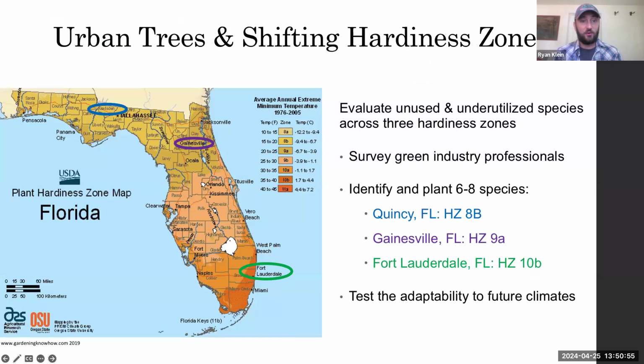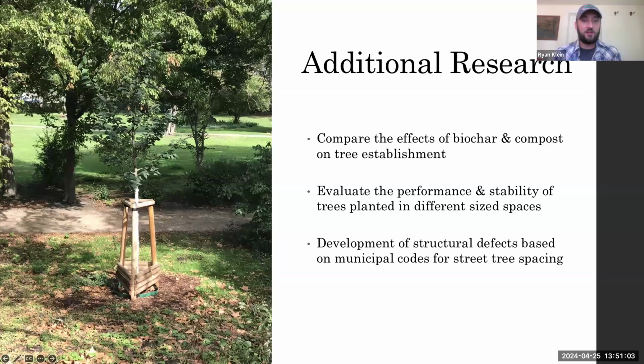We got several climate change studies, one looking at planting underutilized species across different hardiness zones. We got a biochar study going on right now to look at biochar, compost, synergy between the two, doing nothing, to see if it helps with growth and establishment, long-term performance. We're looking at effects of size of planting space, and then distance between plantings on the development of defects.